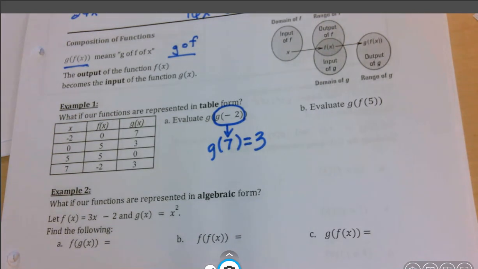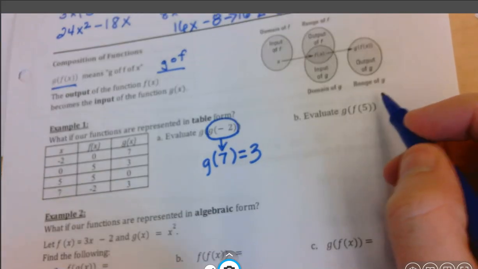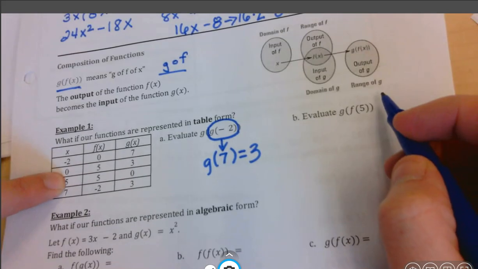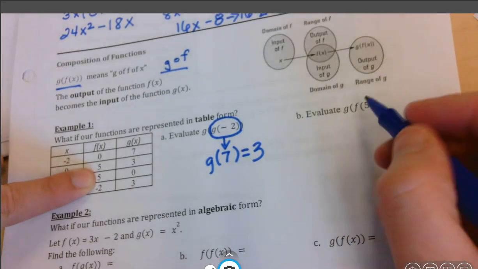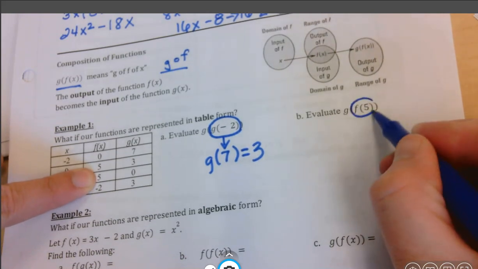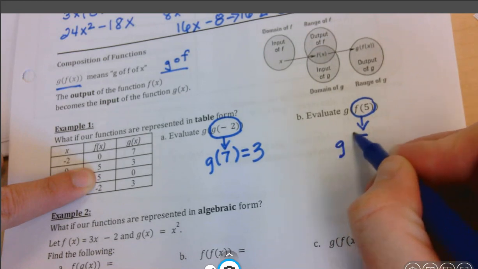You look for 5 in the X column, whatever number is in F, which is fine. Add F, the answer for F. All right. So F of 5, we looked at the 5, right? And the F value was what number? 5. Sometimes the input and output are the same. So this gave me 5. And we're doing G of 5.